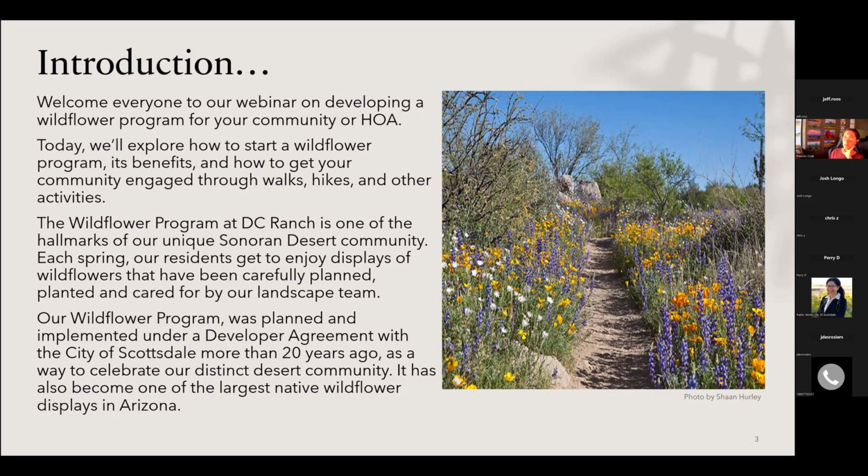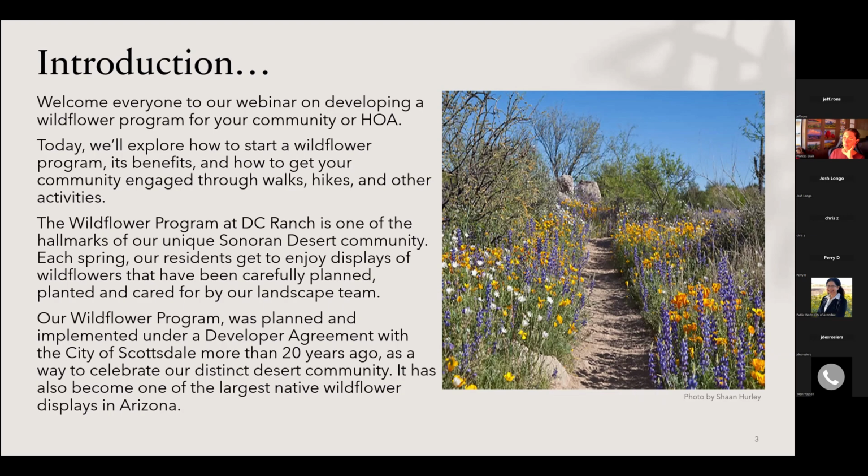The difference between DC Ranch and some of the other communities when they developed it was to keep our medians and common areas as natural as possible. So our medians go from Thompson Peak, from Pima, wind around, if you're familiar with it. Thompson Peak winds around, hits Legacy, and then Legacy goes back to Pima Road. So it's a big loop.